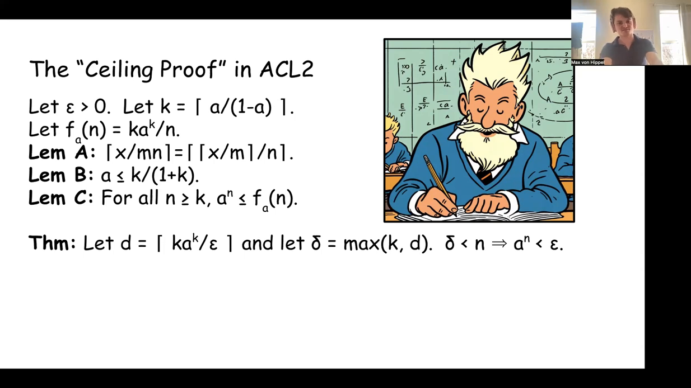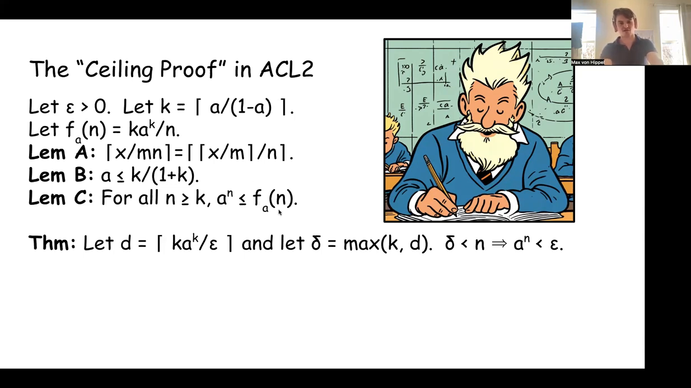The second is that for this identity, k equals ceiling of a over 1 minus a, I can rearrange things and get a is less than or equal to k over 1 plus k. And the third is that for this function, f sub a of n equals k a to the k over n, I can prove an inductive theorem that for all n greater than k, a to the n is less than or equal to f sub a of n.